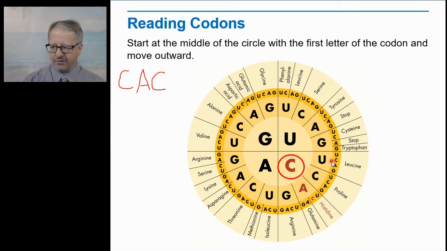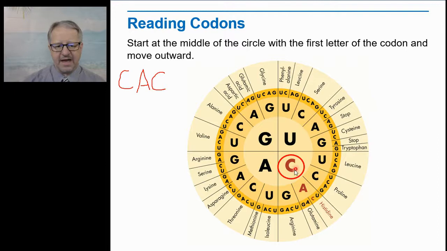In the second level, there'll be 4 letters, and in the third level, there could be a variety of different numbers of letters. But what we have is C, U, and then all 4 of the letters can be coded for as the third letter in the codon. But we're looking specifically for CAC and the amino acid that it codes for.